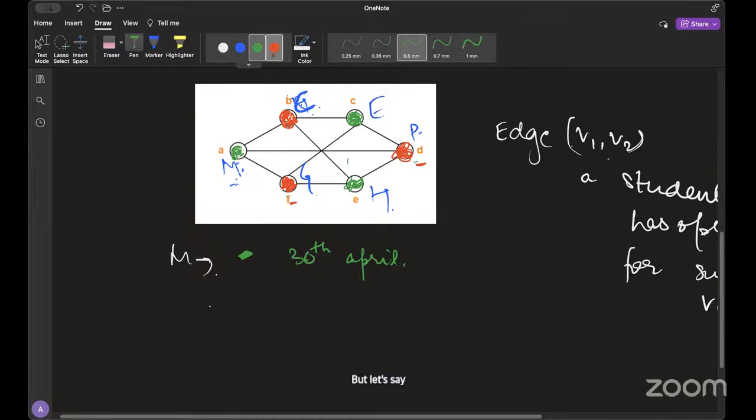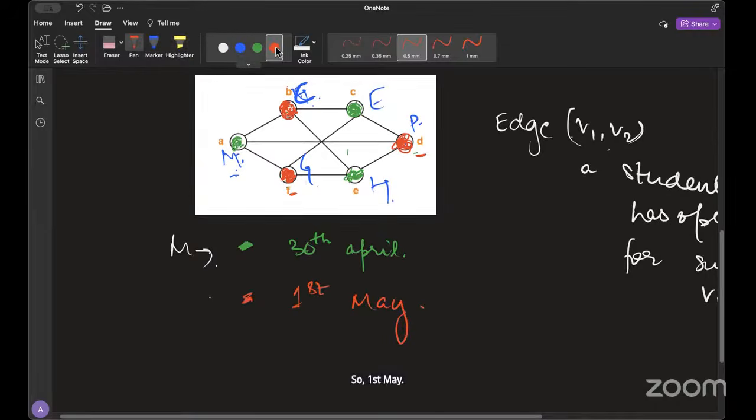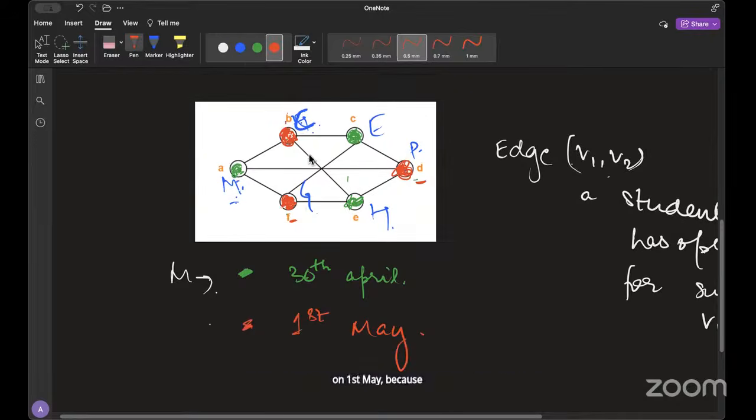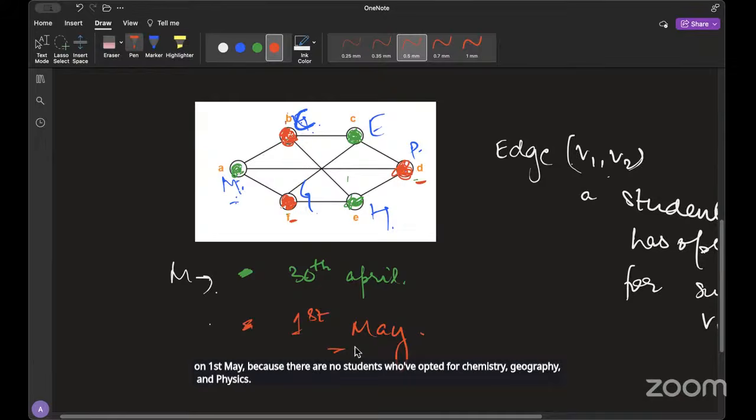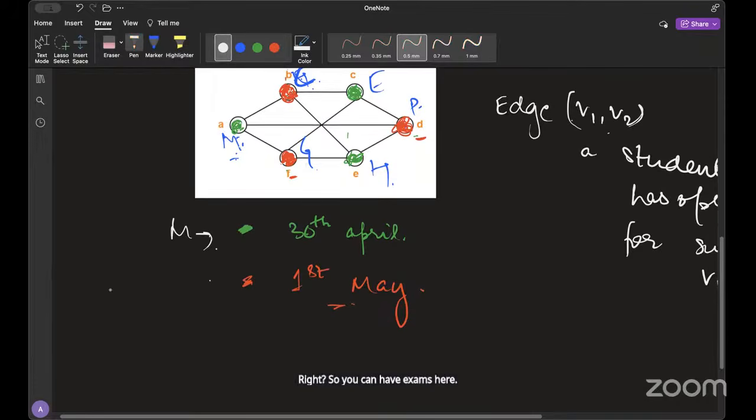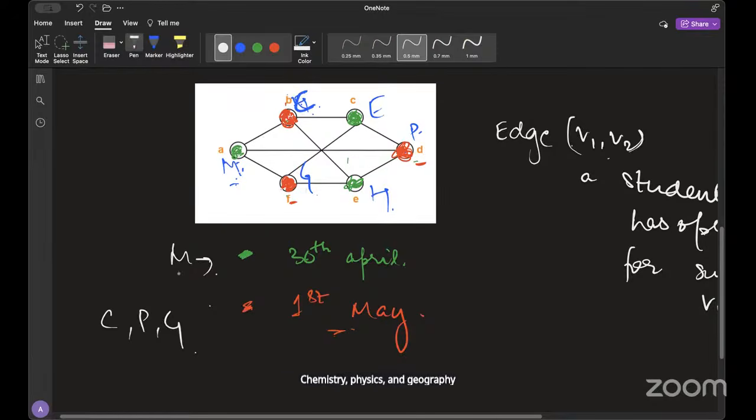So let's call that date 31st April. Sorry, there's no 31st April. Let's have 1st May. So 1st May, that means you can have the exam of chemistry, geography, and physics on 1st May because there are no students who opted for chemistry, geography, and physics together, right? So you can have exams here. Chemistry, physics, and geography could be here. And maths, English, and history can be here.